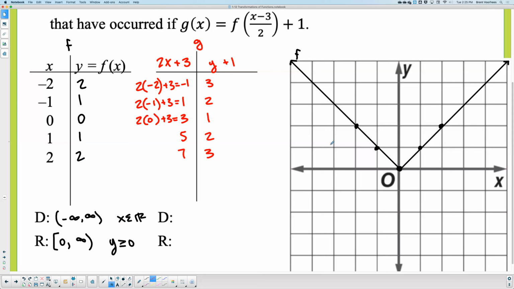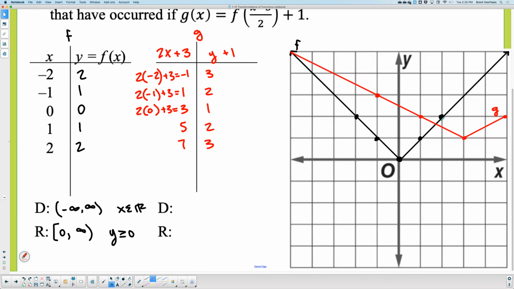Now we plot these points. So we have a -1, 3, a 1, 2, a 3, 1, and a 5, 2, and then I'm cut off screen after that. So I'll add those in. So that would be my graph of G.